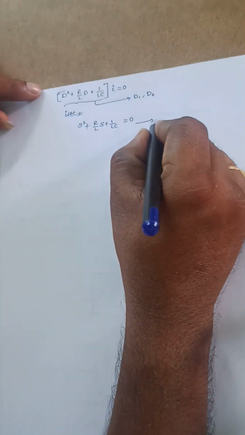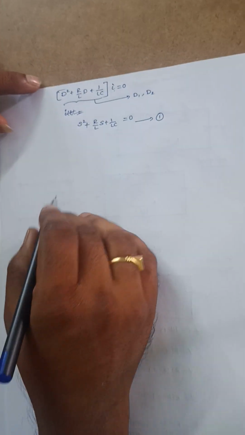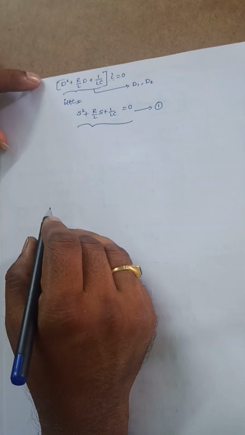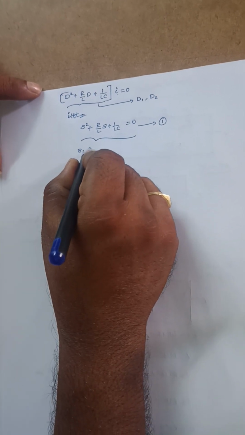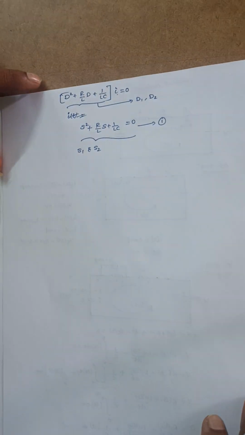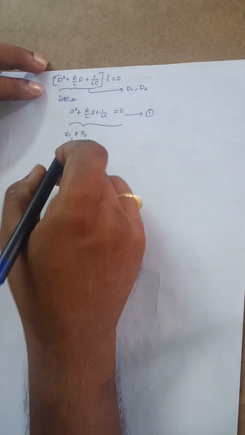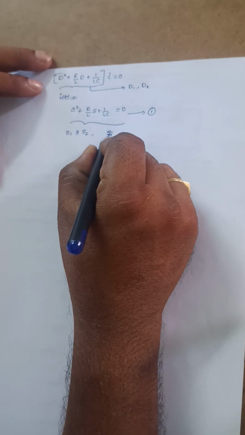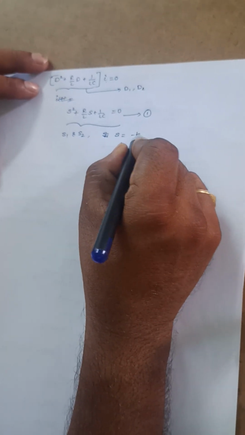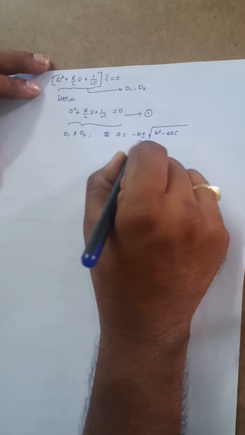Here this is called the characteristic equation. Let us assume it is equation 1. It is called the characteristic equation, and it has two roots here, s1 and s2, since it is a second order equation. So I am going to find the two roots here. s is equal to minus b plus or minus square root of b square minus 4ac by 2a.